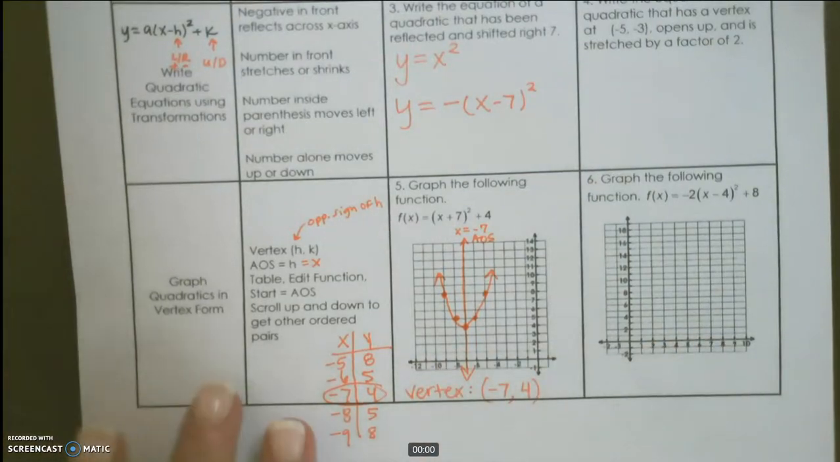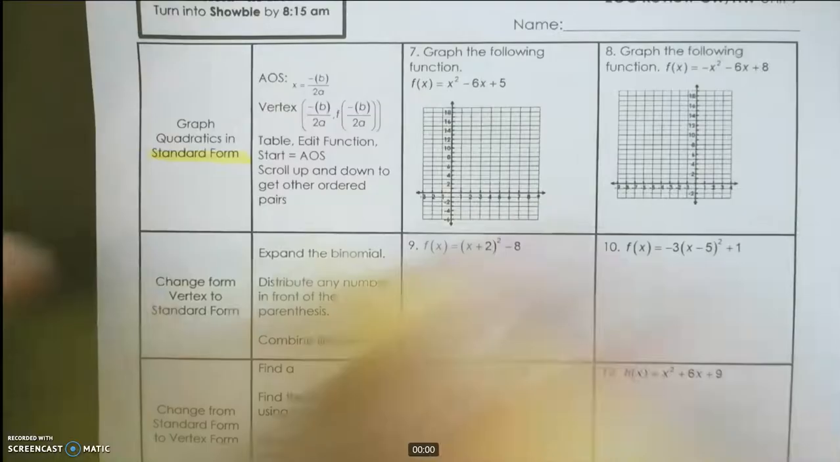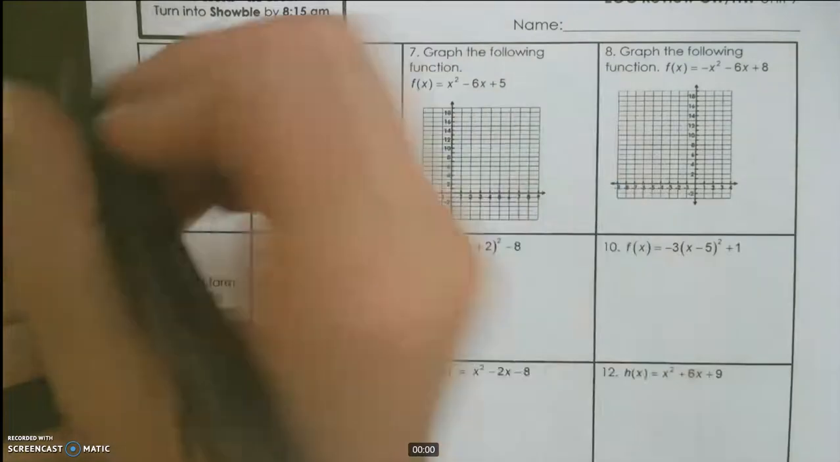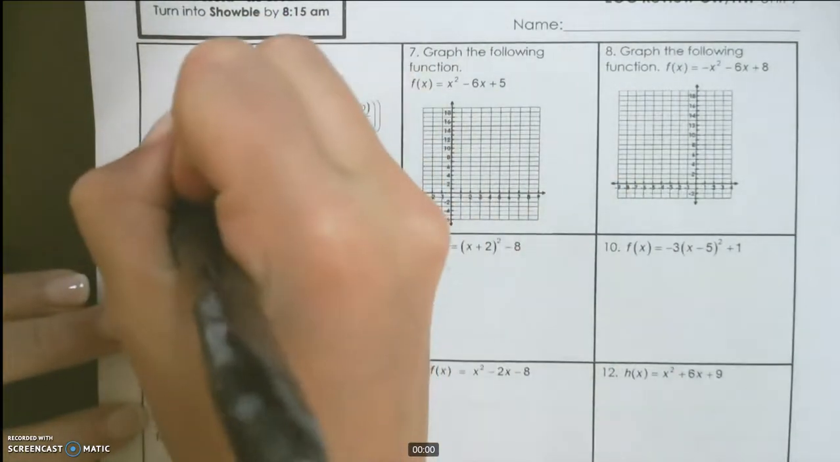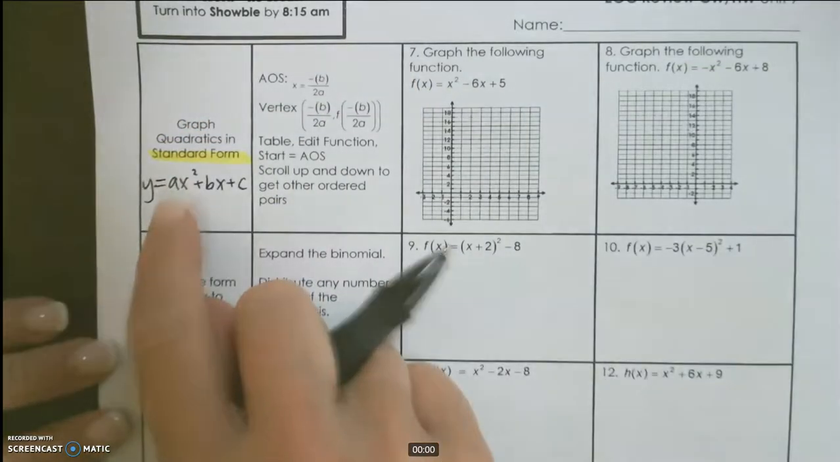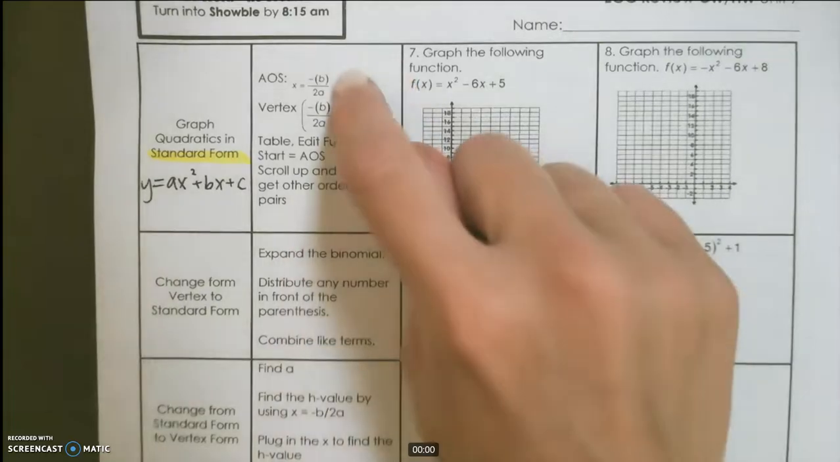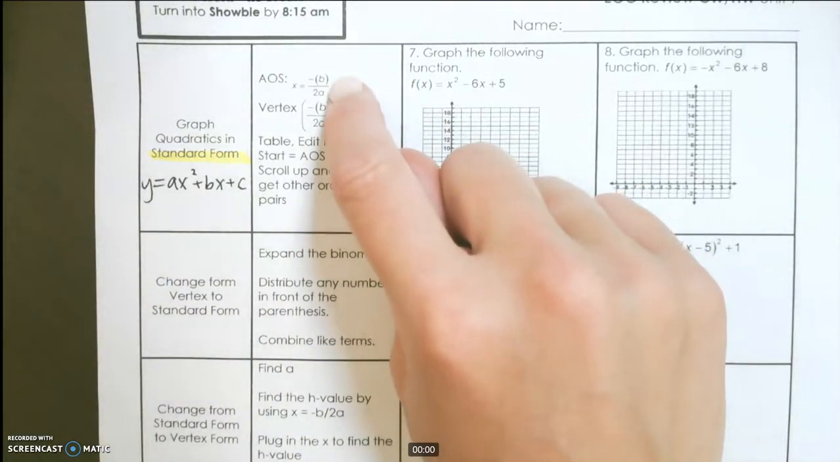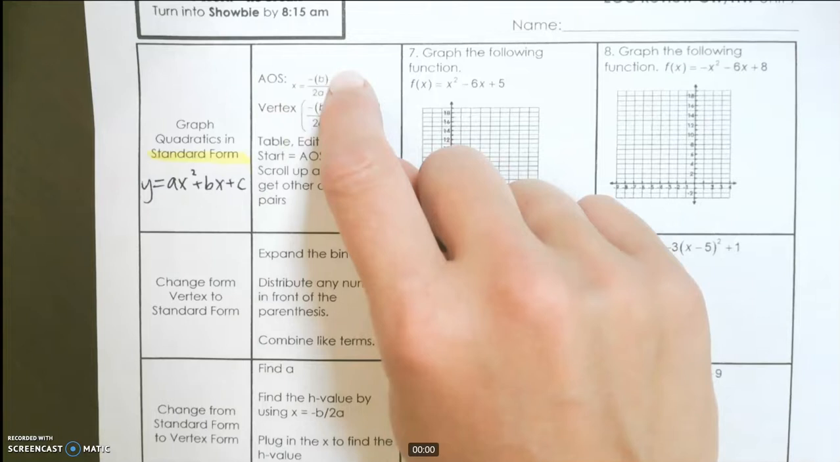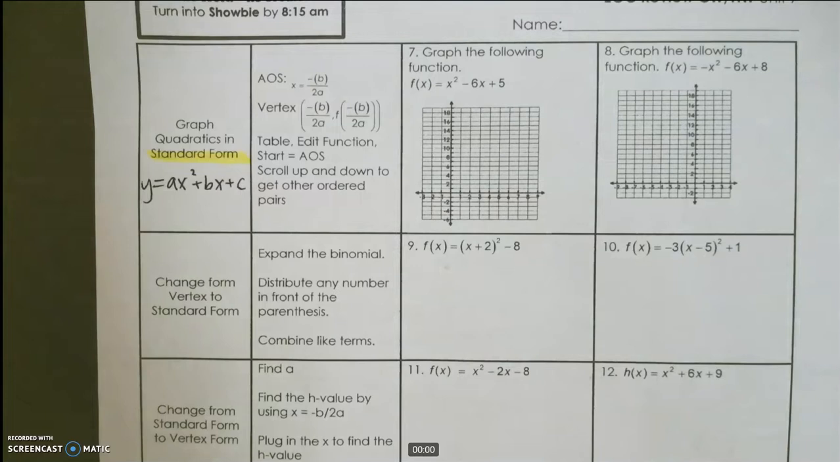All right, let's flip and talk about graphing these in standard form. Standard form is written on your formula sheet. It's y equals ax squared plus bx plus c. A is in front of your x squared, b is in front of your x, and c is your constant at the end. If you want to find the axis of symmetry, we're going to do this calculation. Remember that the vertex lies on the axis of symmetry, so you can plug that value back in order to find the y value of the vertex. And we'll use our table feature to plot other points.